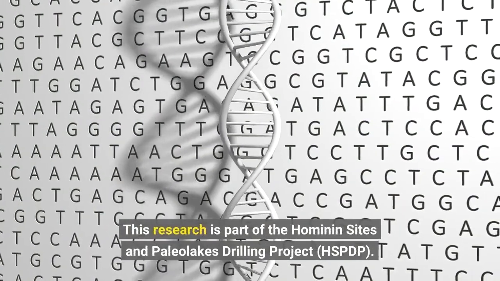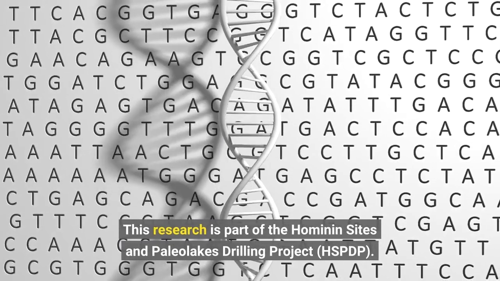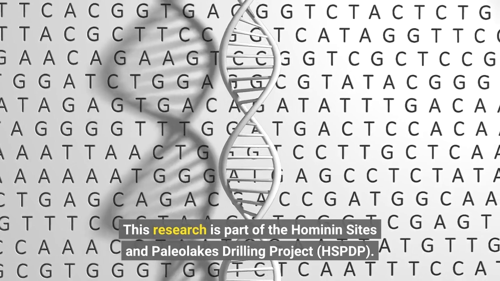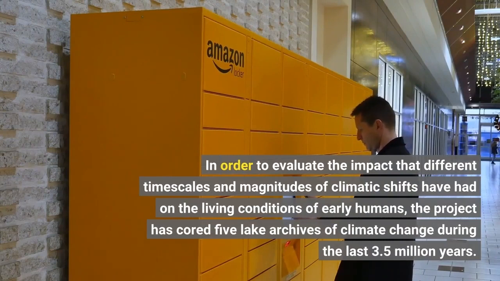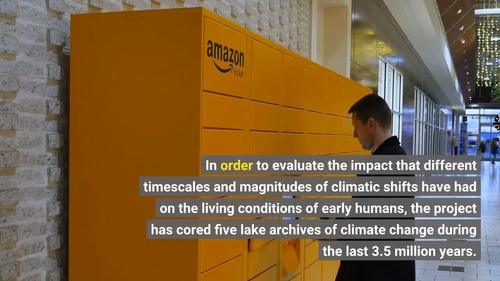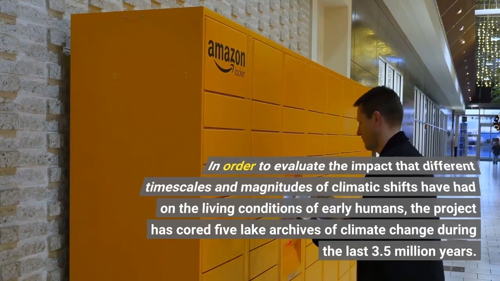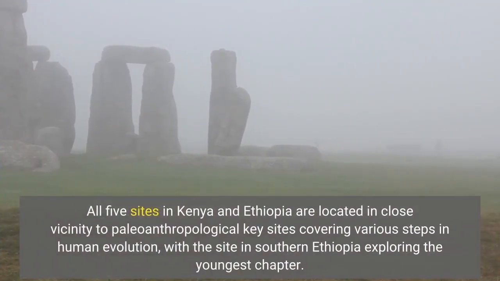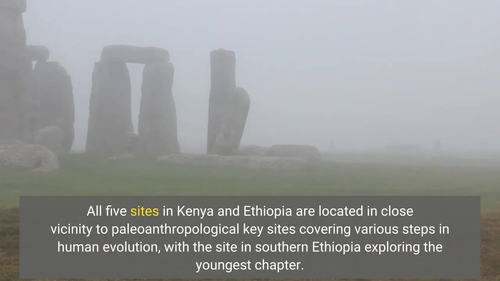This research is part of the Hominin Sites and Paleolakes Drilling Project, HSPDP. In order to evaluate the impact that different timescales and magnitudes of climatic shifts have had on the living conditions of early humans, the project has cored 5 lake archives of climate change during the last 3.5 million years. All 5 sites in Kenya and Ethiopia are located in close vicinity to paleo-anthropological key sites covering various steps in human evolution, with the site in southern Ethiopia exploring the youngest chapter.